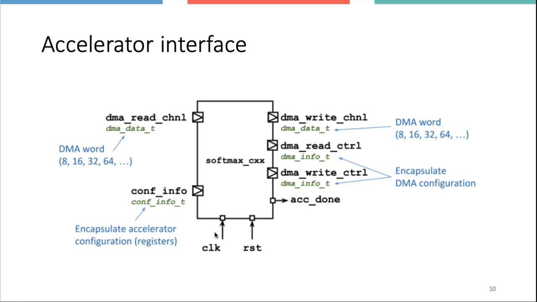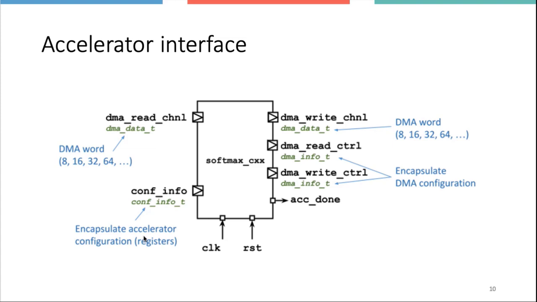Now, let's consider first the interface of an ESP accelerator. The interface of an ESP accelerator has ports that are common across all of the supported HLS flows, as shown here in the figure. And in particular, there are some minor differences that are HLS tool dependent. We will see the details for Catapult HLS in the next slide. But first of all, let's see which ports an ESP accelerator should have. To communicate with the CPU via memory mapped registers, we have a conf_info port. This encapsulates essentially the accelerator configuration, memory mapped registers.